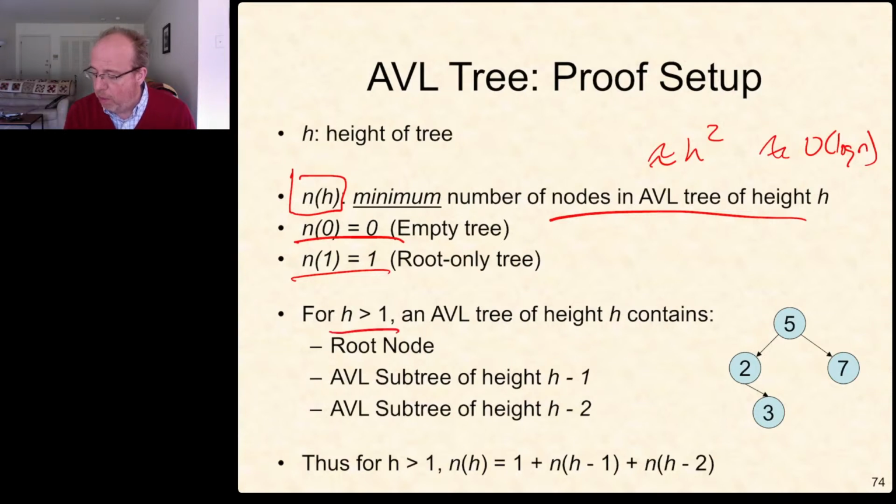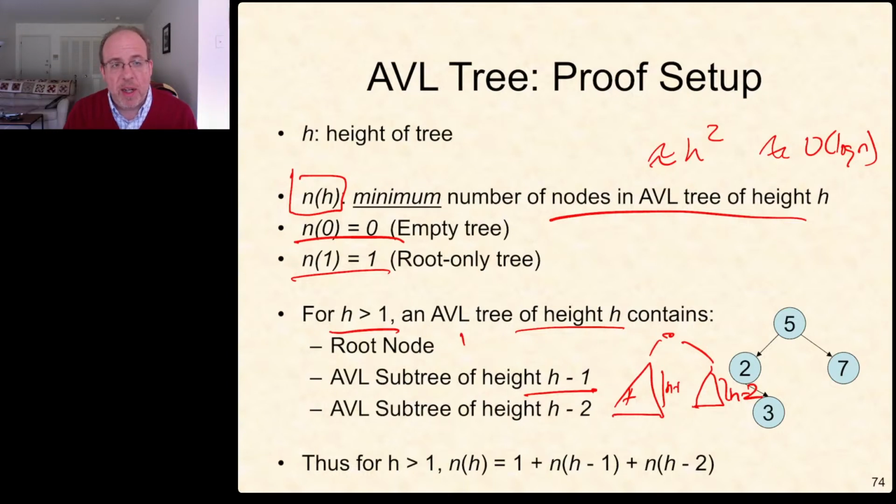So for any h greater than 1, the tree contains the root node, 1 for the root node, and then a subtree of height h minus 1 on one side, and without loss of generality, we'll say that it's the left side. So this is h, this is h minus 1. And another subtree on the right whose height is h minus 2. And this has to be h minus 2 because if it were h minus 3, it wouldn't be an AVL tree. And if it were h minus 1, then there would be more nodes than we need. So one of these subtrees has to be h minus 1 and the other subtree has to be h minus 2.